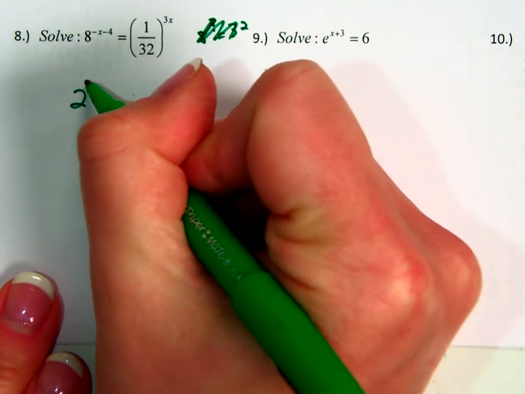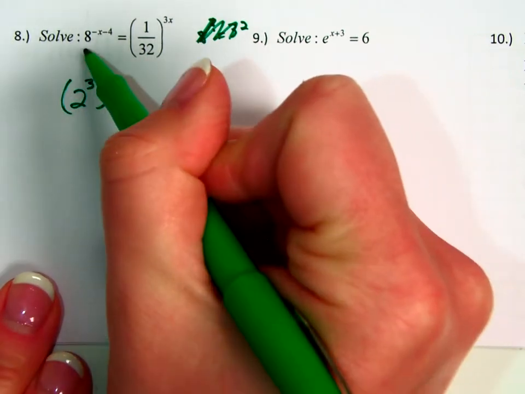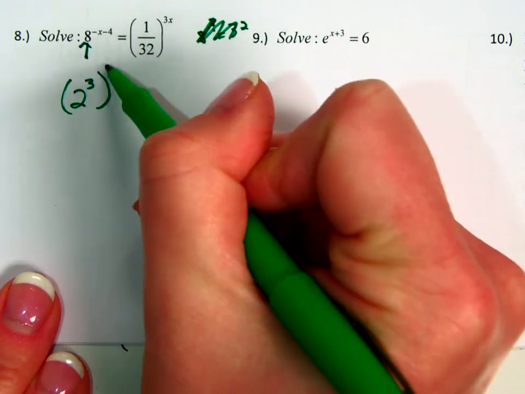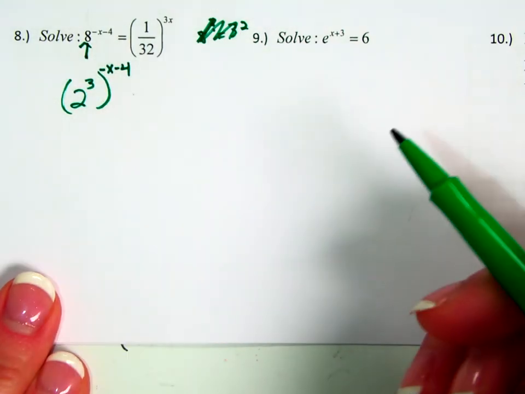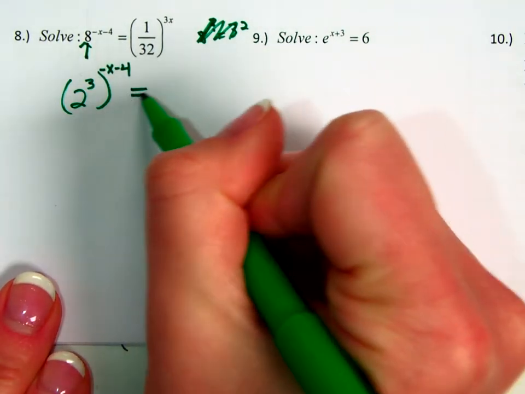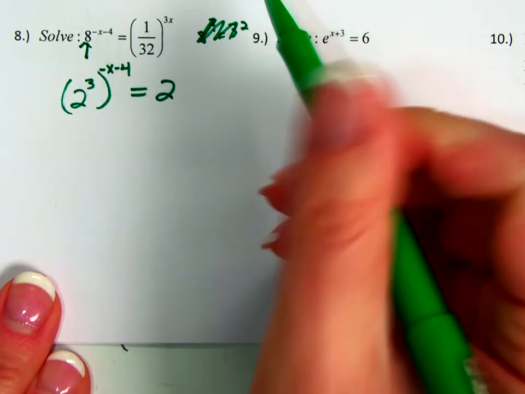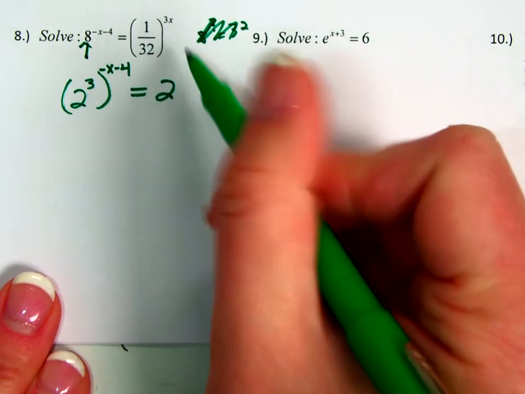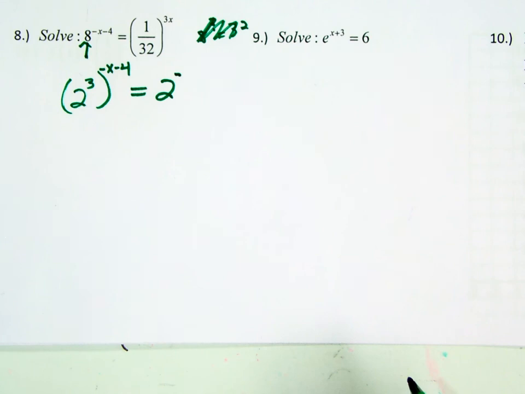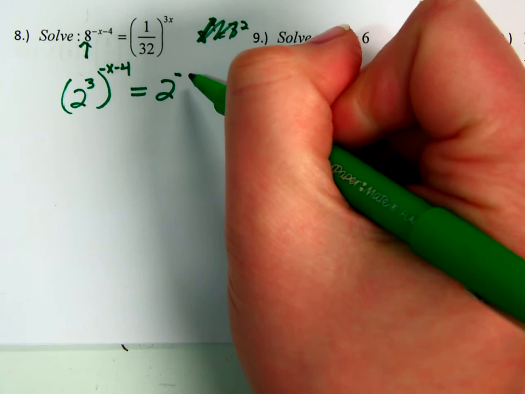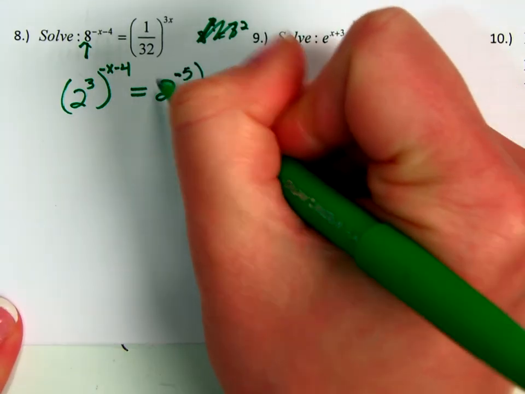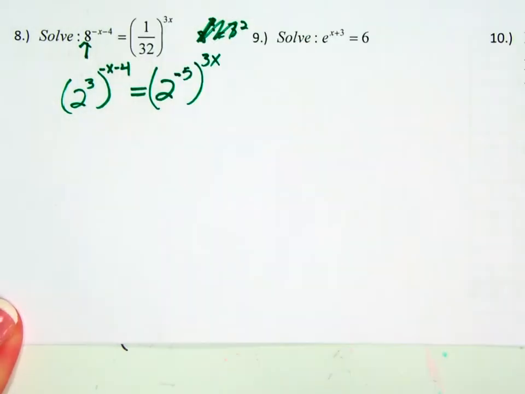So 2 to the third power gets me to the 8, right? And then we still have negative x minus 4 as our exponent. Then when I look at the other one, I'm going to use 2 again, but look, my number's in the denominator, so I know my exponent's going to have to be negative to move it to the denominator. And then 2 to what power is 32? So 2 times 2 is 4, times 2 is 8, times 2 is 16, times 2 is 32, which means this one has to be a negative 5, and we still have the exponent of 3x on the outside.